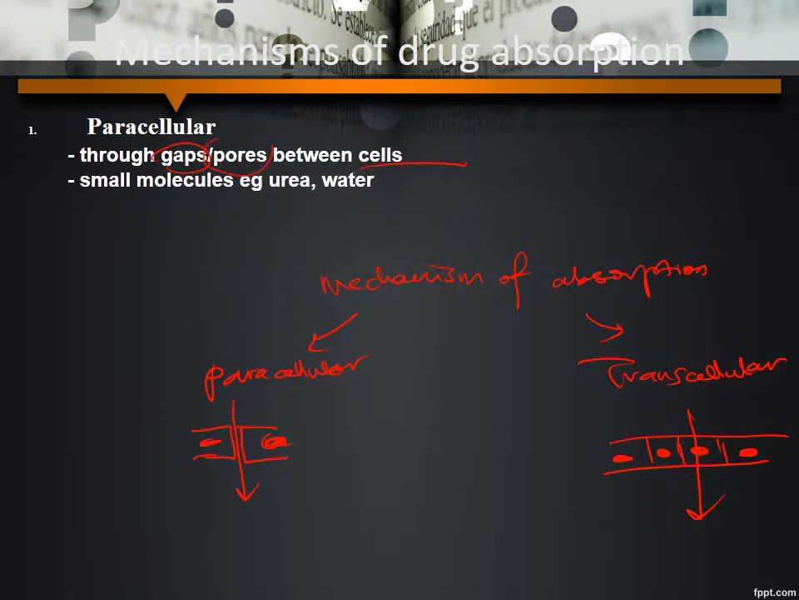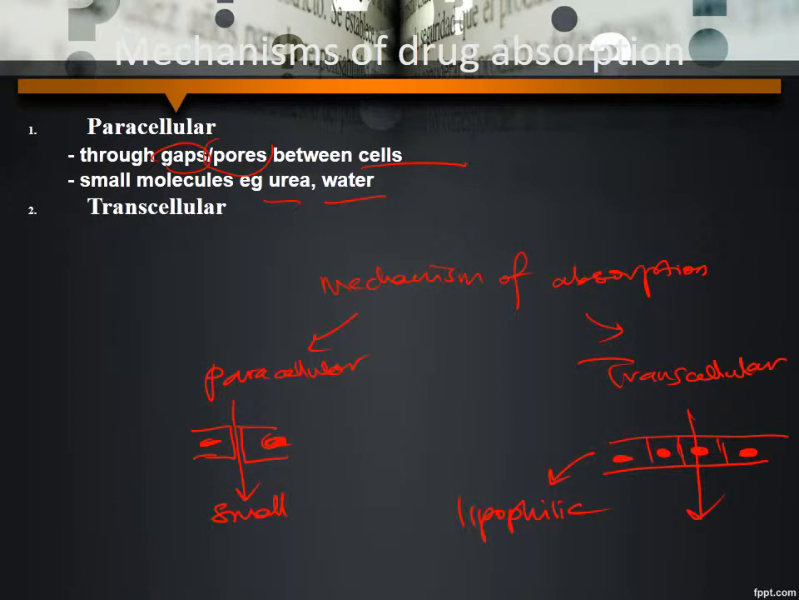usually this happens for urea and water, which are small molecules, as the gap between the cells is quite small. However, when you talk about the transcellular, it is passing through the membrane, and as we know, all membranes are lipophilic in nature.